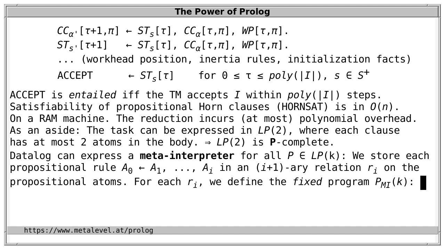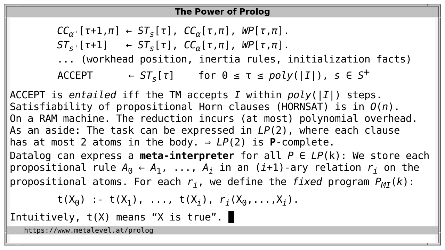And then for each arity of this relation, we define a fixed program, namely a meta-interpreter for P. We say t of x0 shall hold if t of x1 holds and so on, and t of xi holds. And these variables are the arguments of our EDB relation. So we use one such rule, a fixed rule, for each arity. And intuitively, we've now defined t of x to mean the atom x is true.